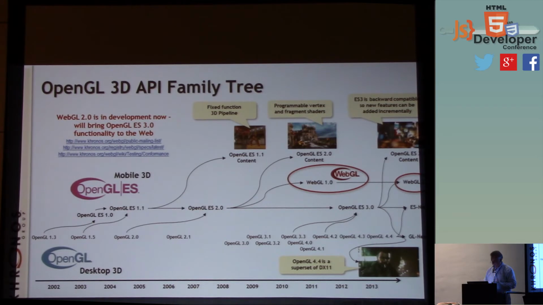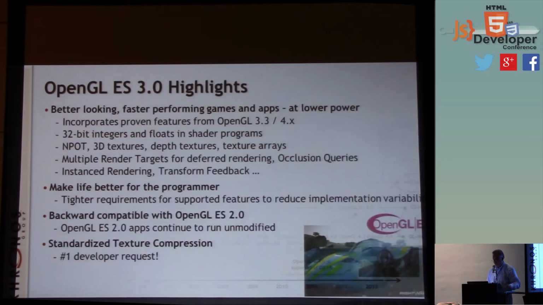So WebGL 2 is going to use OpenGL ES3. Well, what is in OpenGL ES3? OpenGL ES3 was released about a year ago, the specifications, and the silicon, the mobile silicon that ships now with OpenGL ES3 is making its way into the market this year. It incorporates lots of features, actually, from the desktop OpenGL, OpenGL 3 and 4.